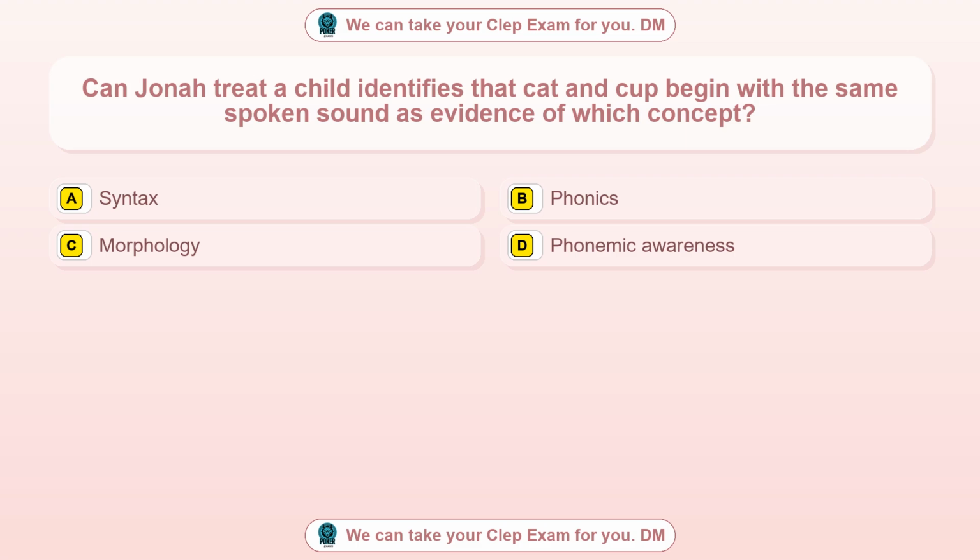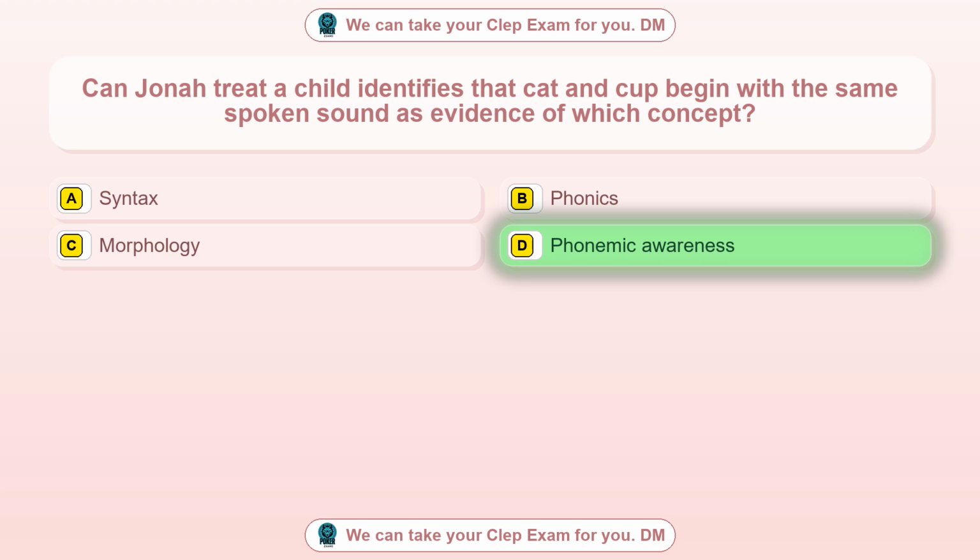Question 81. Can Jonah treat a child who identifies that cat and cup begin with the same spoken sound as evidence of which concept? Option A, syntax. Option B, phonics. Option C, morphology. Option D, phonemic awareness. The correct answer is option D.